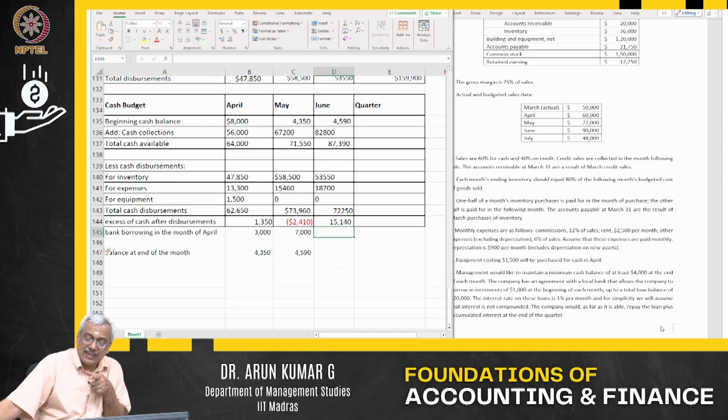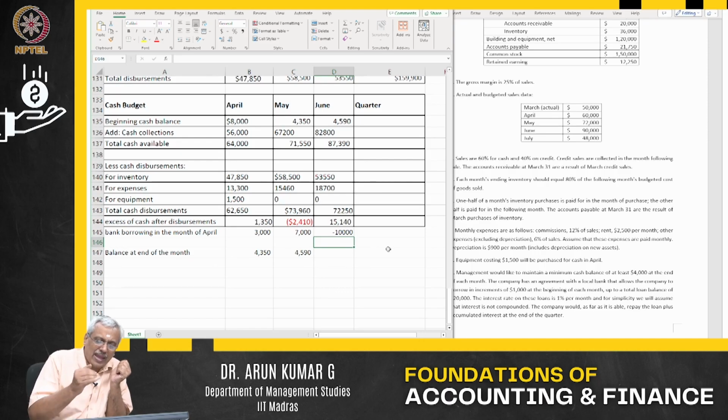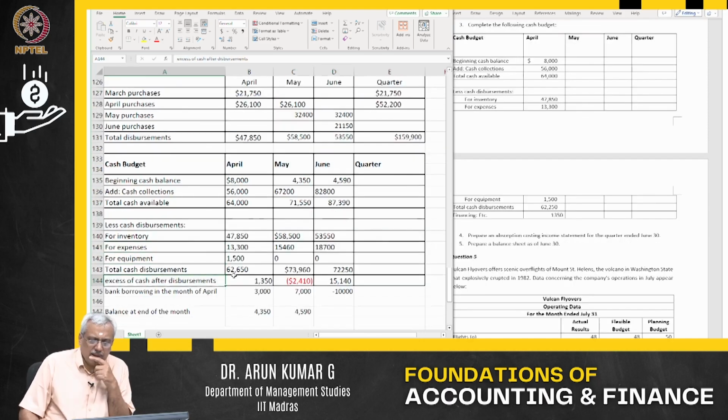First thing, what will it say? It says the company as far as possible would repay the loan. So, first point, I will repay the loan out there. Repay the loan, that means money going out. How much I have to repay? 7,000 plus 3,000, minus 7,000 minus 3,000 out there. So, I will repay 10,000 rupees. I have repaid.